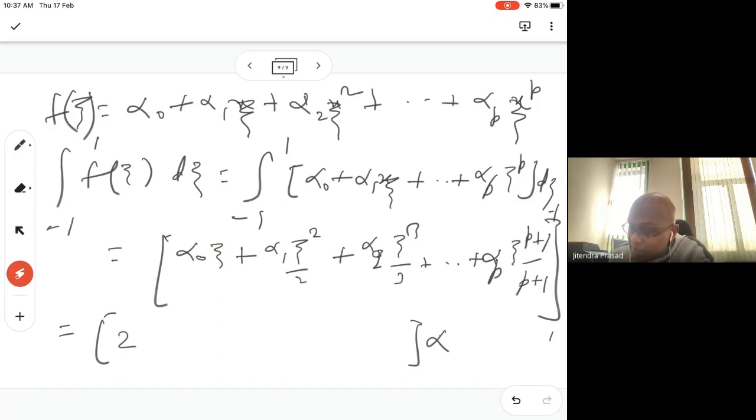Then what do you get here? 1 squared over 2 minus 1 squared over 2. So it becomes 0. Then what do you get in this case? You get 1 over 3 plus 1 over 3, so 2 over 3. And so on, right? Okay.